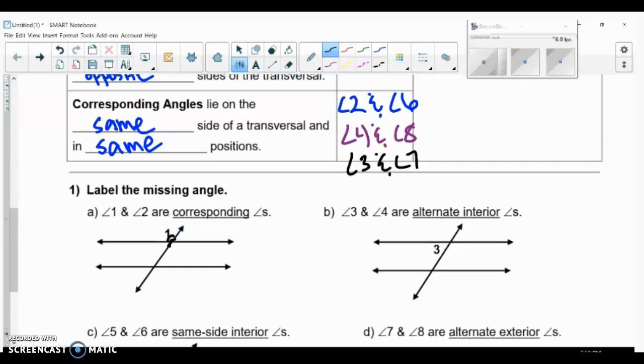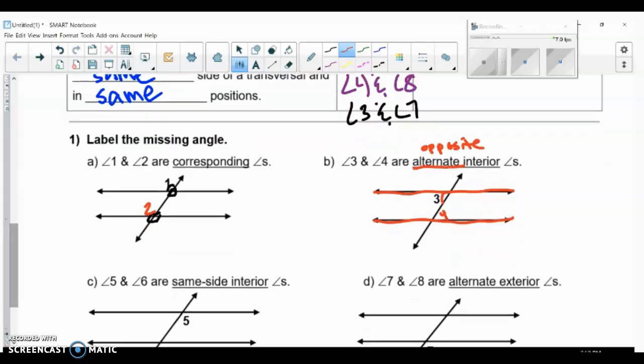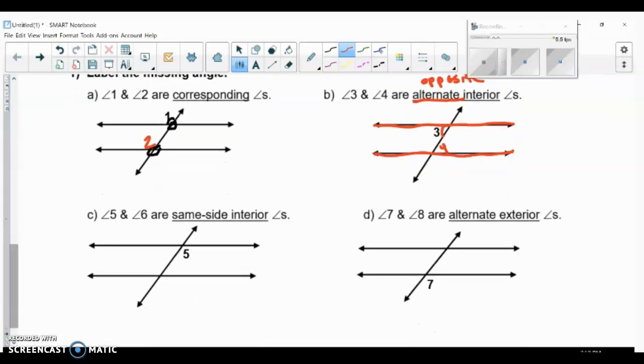So angle 1 and angle 2 are corresponding angles. If you want, just try to pause the video and see if you can label this correctly. And if you got that one, then you are absolutely correct. Good job. 3 and 4 are alternate interior angles. So again, just pause the video. Try to find where 4 should go. So 3 is there. And then angle 4 should be down there.